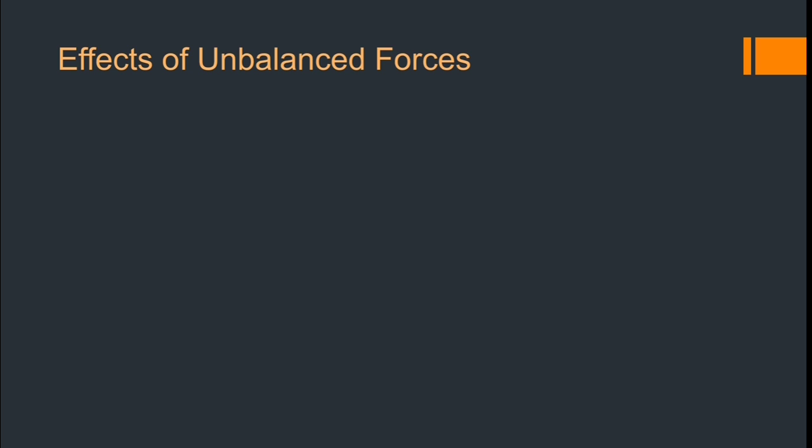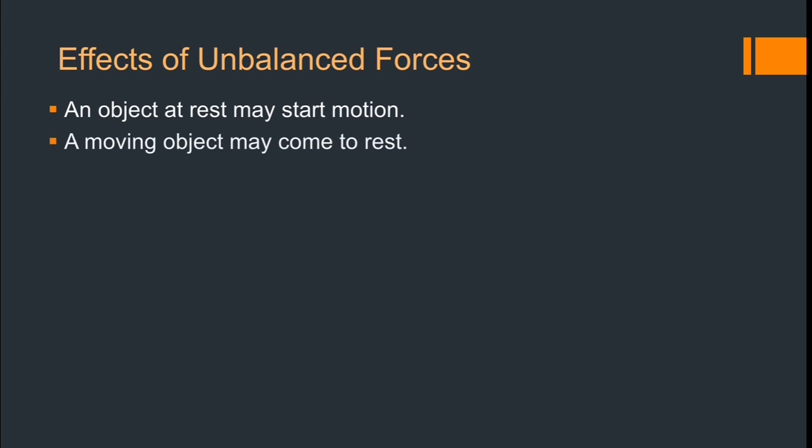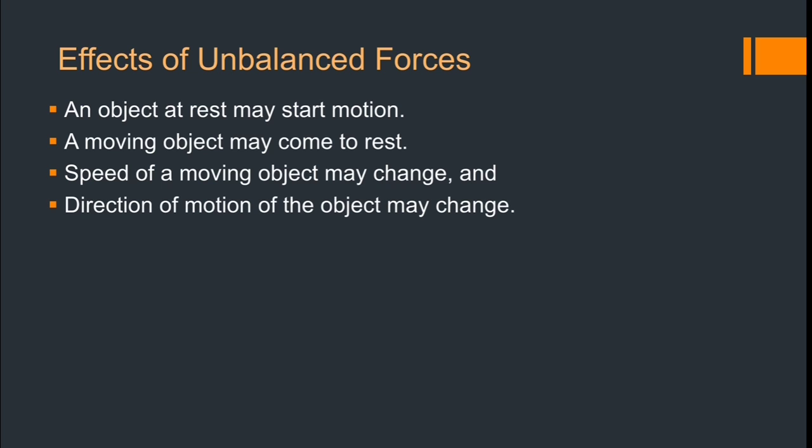So what are the effects of unbalanced forces? An object at rest may start motion because of an unbalanced force. Because of the unbalanced force, a moving object may come to rest. An unbalanced force causes a change in the speed of a moving object and it can also change the direction of motion of the object. So we can say that unbalanced force is the cause of changing the state of rest or of uniform motion of an object.